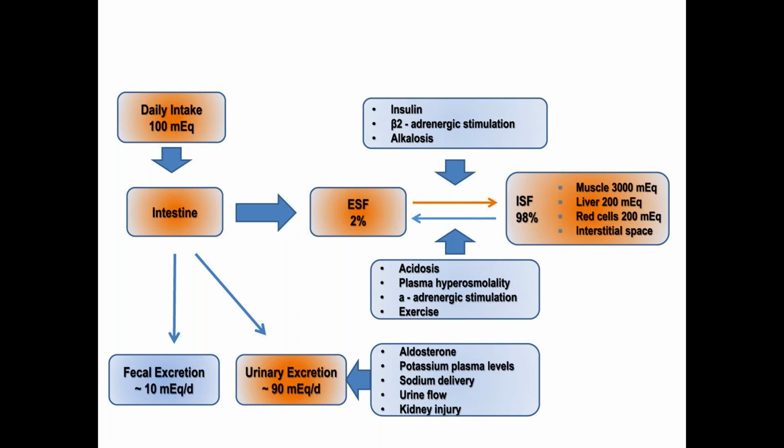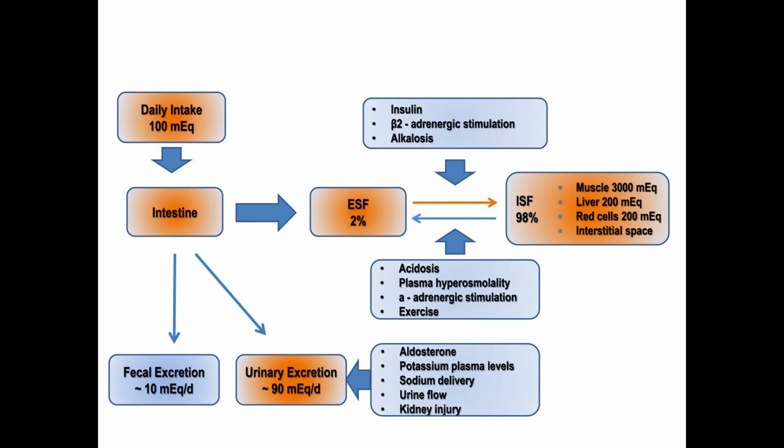If we have various drugs like insulin, or alkalosis, all these can drive potassium more inside the cells. Things like acidosis, if the patient is in shock and has acidosis because of lactic acidosis, or if the patient has rhabdomyolysis or tumor lysis, any such feature can get the potassium out of the cells into the extracellular fluids.